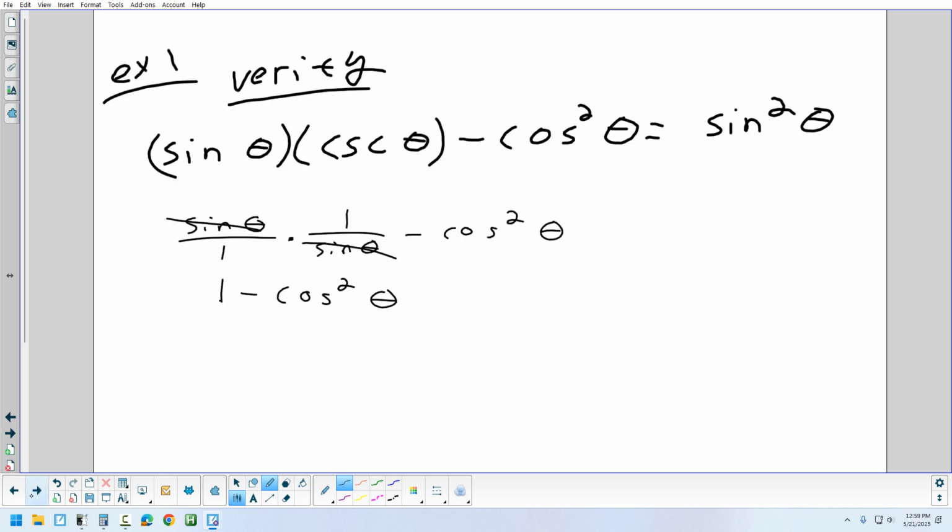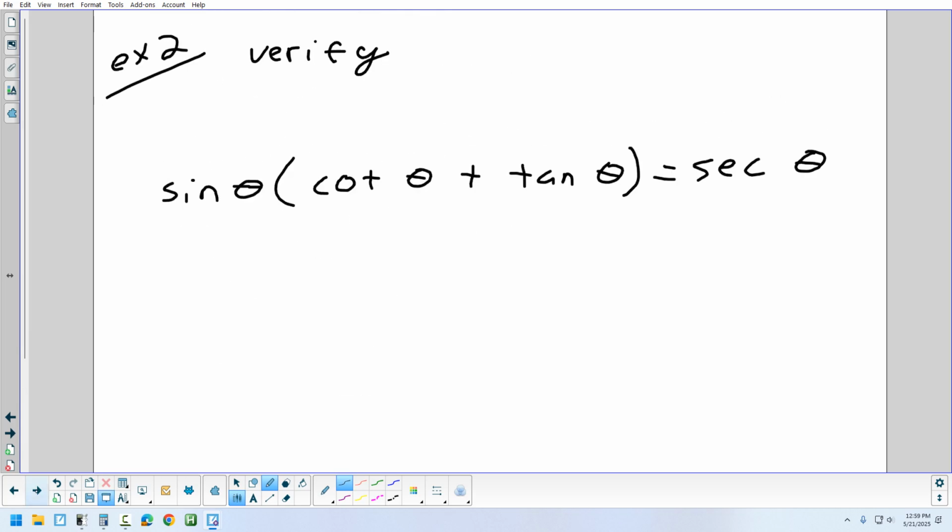All right, so 1 minus cosine squared turns into sine squared. And what were we supposed to get on the right-hand side? Sine squared. So we turned the left-hand side into the right-hand side. The difference with this one is you needed a formula you didn't know on Monday: sine squared plus cosine squared equals 1. Any question on the first one?